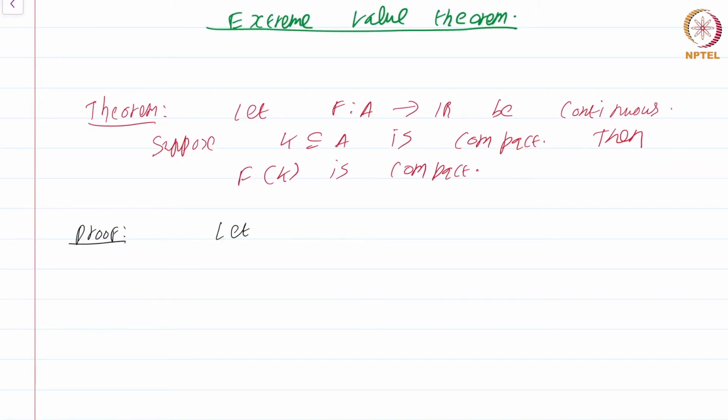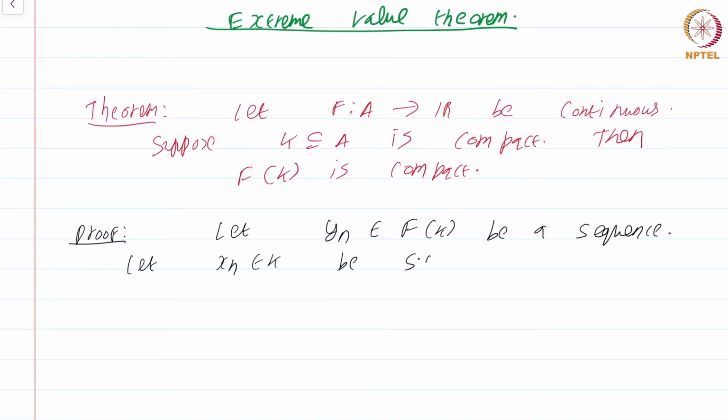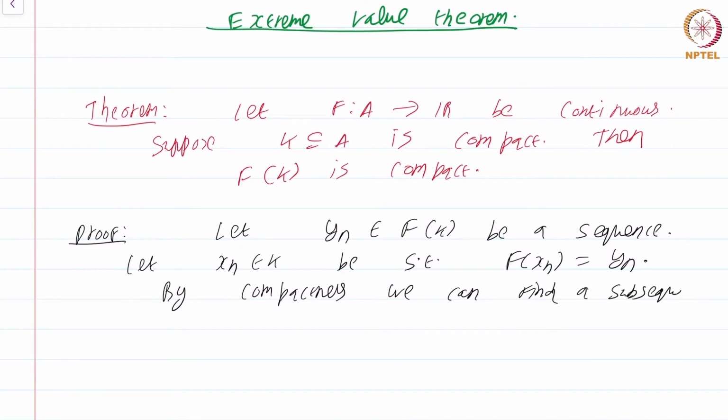Let y_n in f(K) be a sequence. Let x_n in K be such that f of x_n is equal to y_n. For each y_n, there will be at least one such x_n simply because y_n is there in the image of K under f. By compactness, we can find a subsequence x_{n_k} that converges to x in K.